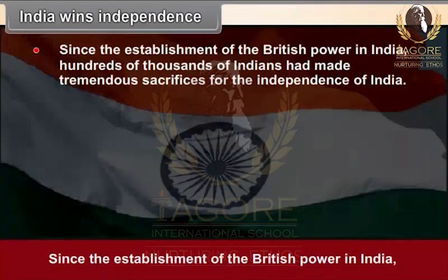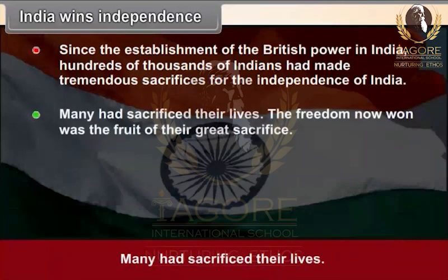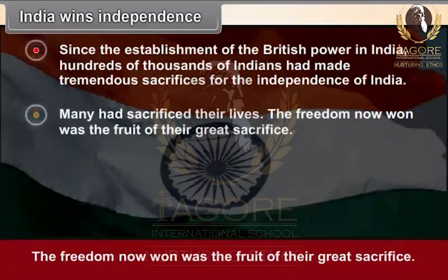Since the establishment of the British power in India, hundreds of thousands of Indians had made tremendous sacrifices for the independence of India. Many had sacrificed their lives. The freedom now won was the fruit of their great sacrifice.